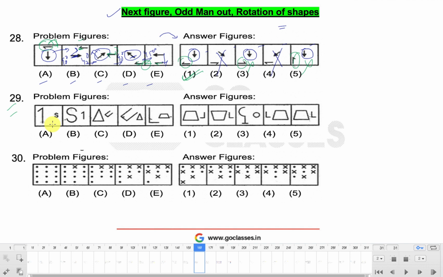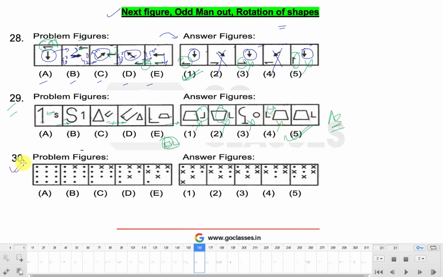Question number 29. From this to this, they change their position and their size. In this also, they change their position and their size. So what will be the next figure? L will be here and this thing will be here and it will be a large one. This is wrong. L should not be mirrored. This could be the answer, but this is upside down. This would not be the answer. This is not the answer, obviously. They did not change their position. This would be the answer.